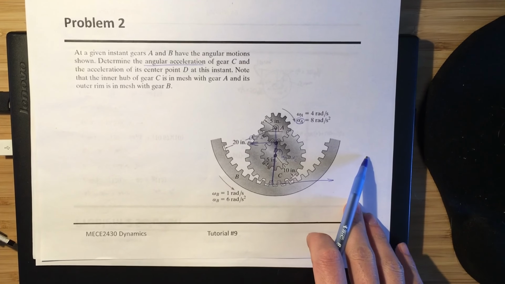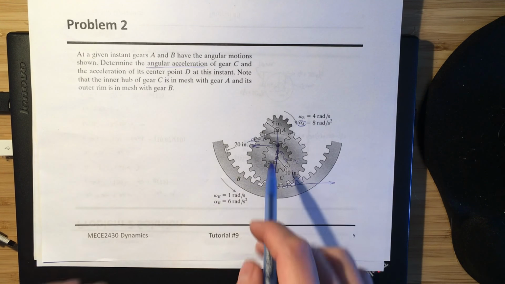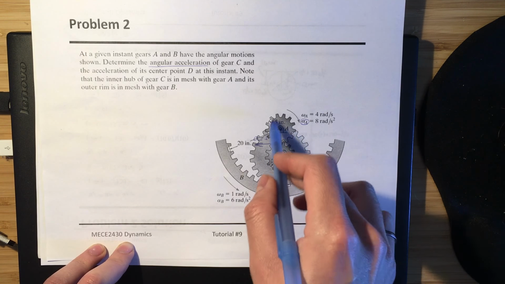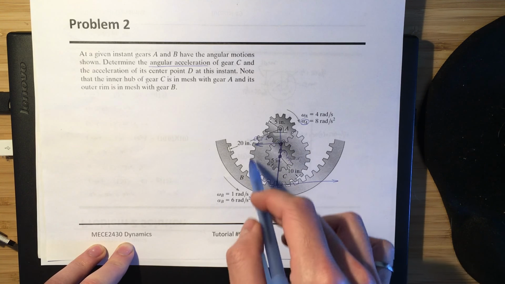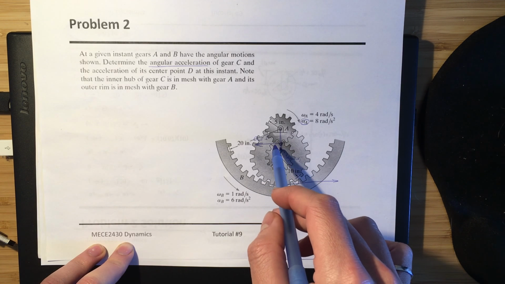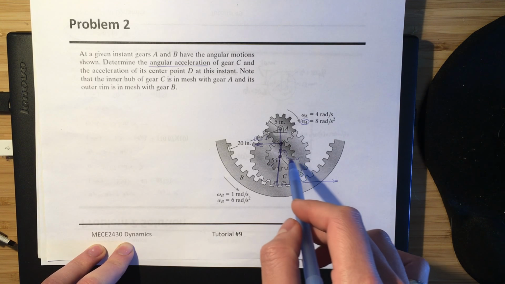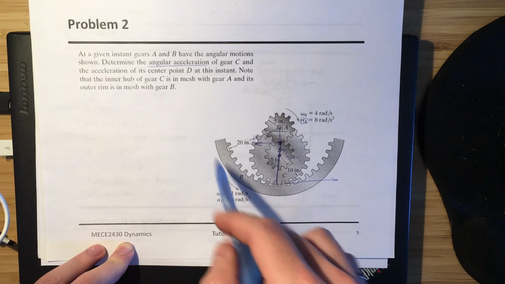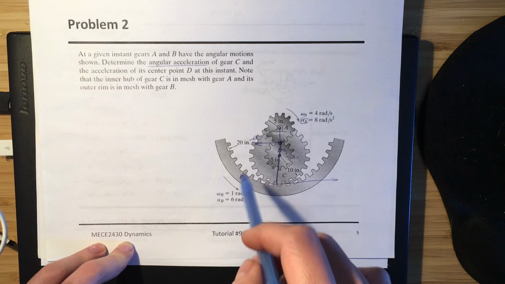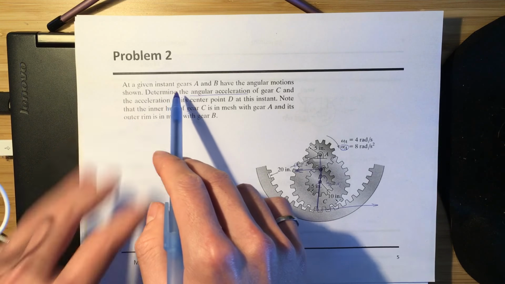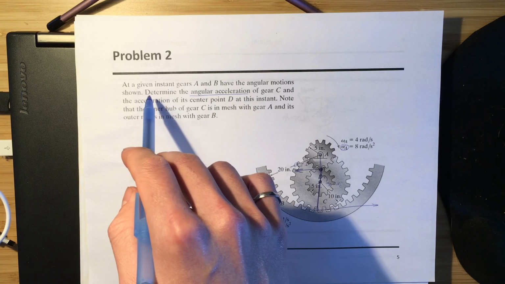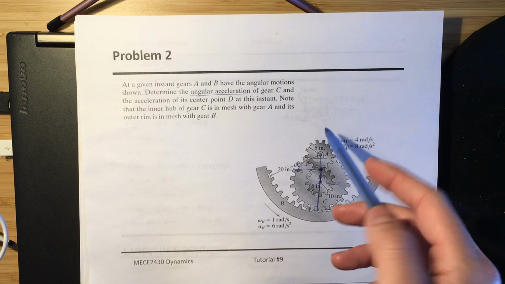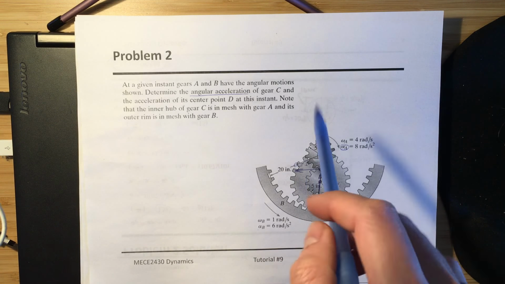At a given instant, gear A and B have the angular motion shown, right? Sorry, I drew it a little bit messy, but you can see that. You have one gear, and these two gears are called a planetary gear, which is gear C. Both of these gears belong to gear C, and gear B is a ring gear. Gear A is the sun gear. So at a given instant, gears A and B have the angular motion shown, and determine the angular acceleration of gear C and the acceleration of its center point D. D is just a point, it is not a gear.